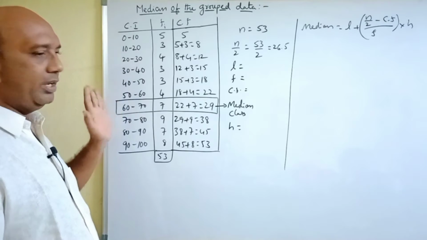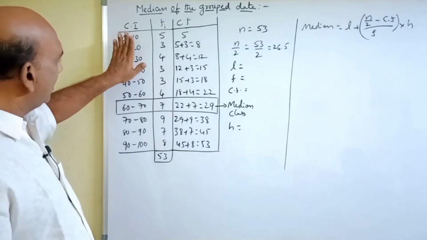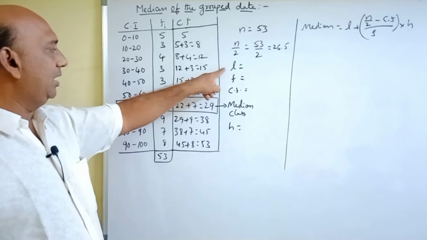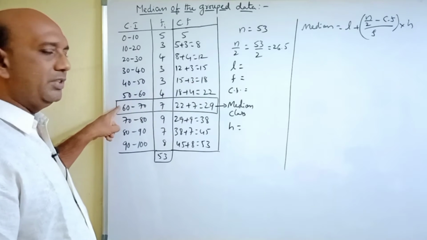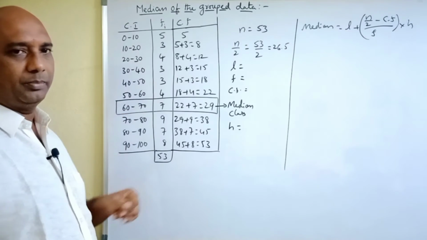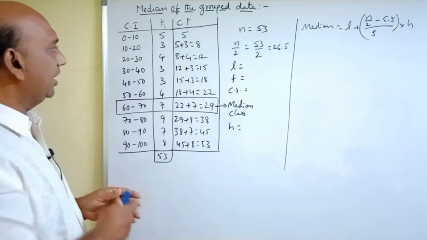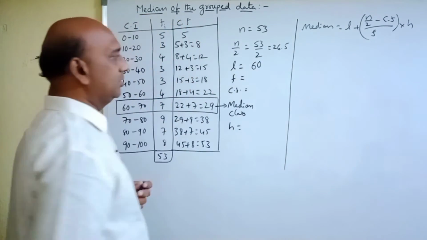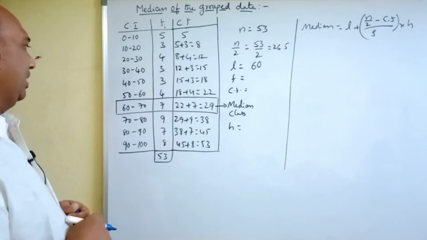These classes must be exclusive classes. Here these are exclusive classes. So, in this median class, L is the lower boundary of the median class. That is, here 60 is the lower boundary and 70 is the upper boundary. So, 60 is taken as the L value, the lower boundary of the median class.